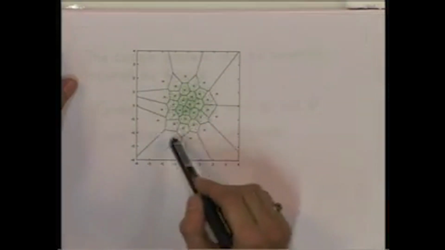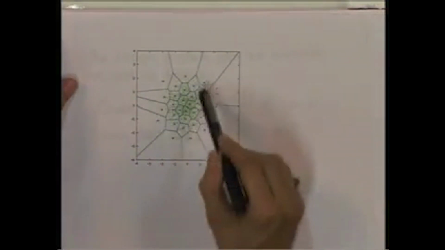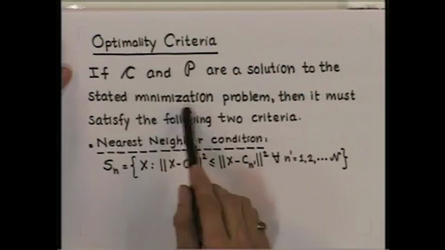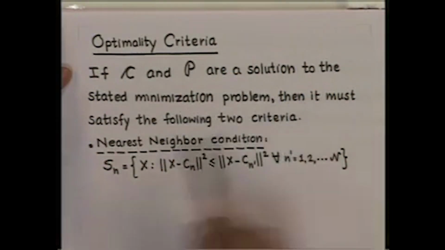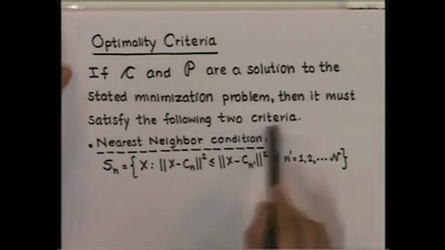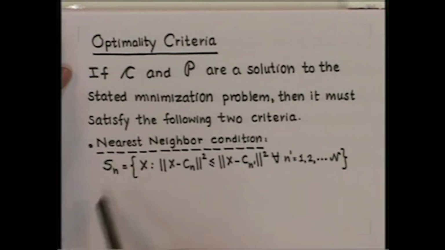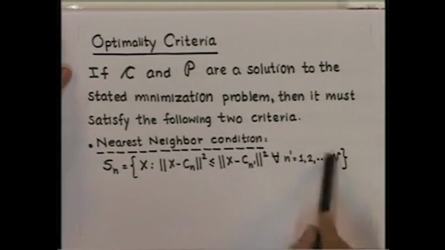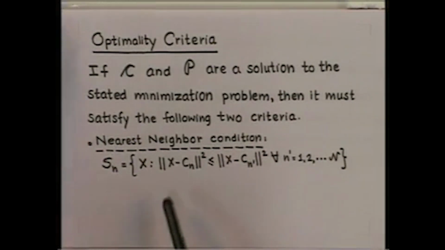Now, this code book and partition P, which we obtained as a solution to this problem, have to satisfy certain optimality criteria. So, if C and P are a solution to the stated minimization problem, then it must satisfy the following two criteria. The first criterion is the nearest neighbor condition given by this expression.